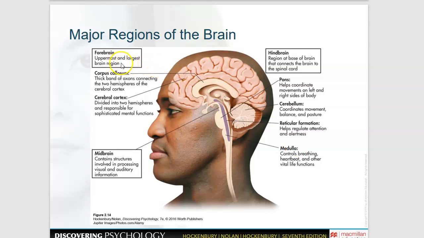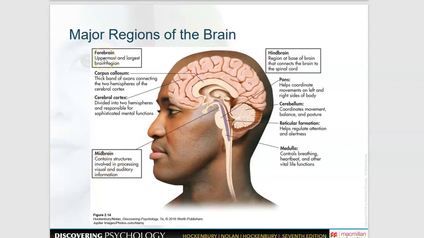Forebrain, uppermost and largest brain region. This particular area is responsible for judgment, decision making, part of our personality. So I want you all to start considering, man, if I had damage to this area, how that would affect me as a person. If it's significant enough, you're going to die in that particular area. And then we have the midbrain.